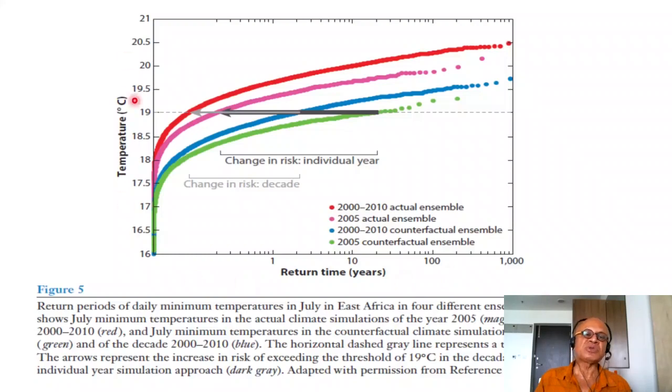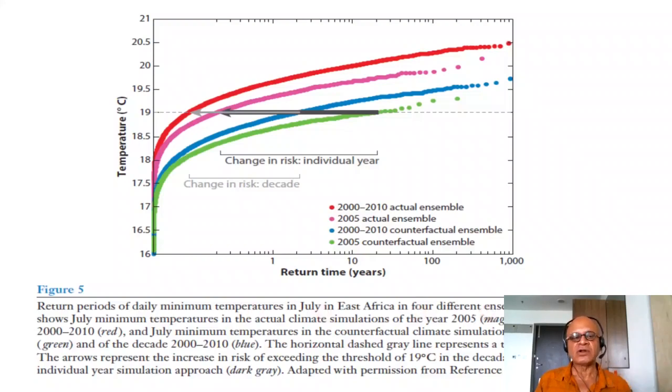So we are looking at temperature and return time in years. We look at the actual ensemble for the 2000 to 2010 decadal simulation, a particular year like 2005 actual ensemble, then the same period 2000 to 2010 counterfactual ensemble and the 2005 counterfactual ensemble. So these are return periods of daily minimum temperatures in July in East Africa in 4 different ensembles.